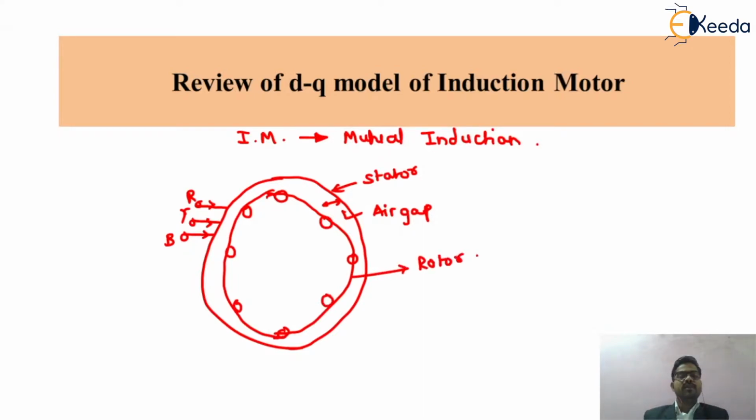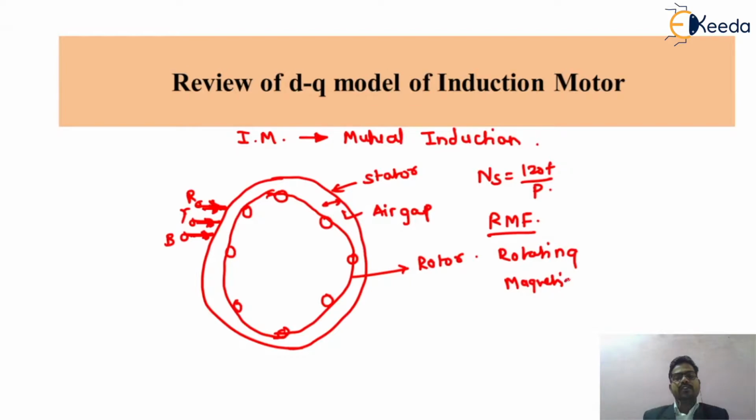When we give the supply to your stator phase winding, the voltage is applied at that point. It will produce a speed called the synchronous speed, that is Ns equals 120f upon P. So while we give the supply to the stator winding, it will produce the rotating magnetic field, which we call RMF.